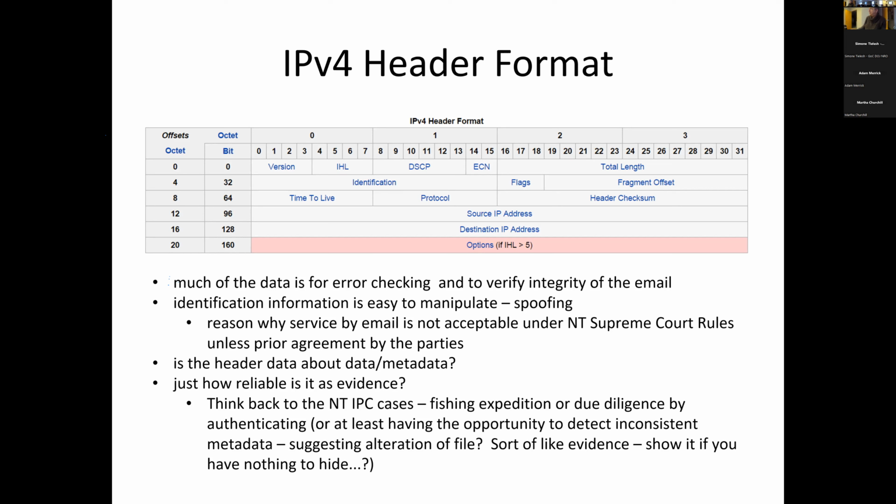Is the header information data or metadata? Is the header data about data, or metadata? In a way. Just how reliable is it as evidence? Think back to the IPC cases: phishing expedition, or due diligence by authenticating, or at least having the opportunity to detect inconsistent metadata, to try and identify a suggestion that the file's been altered. It's sort of like evidence, but it sort of goes into the argument, well, you should show it if you have nothing to hide. It's inverting it, assuming that it's false before any sort of proof of evidence to the contrary.